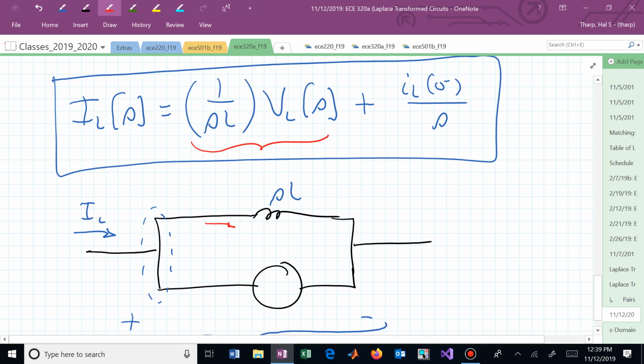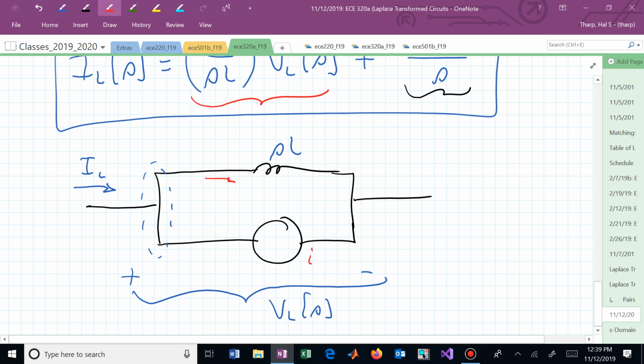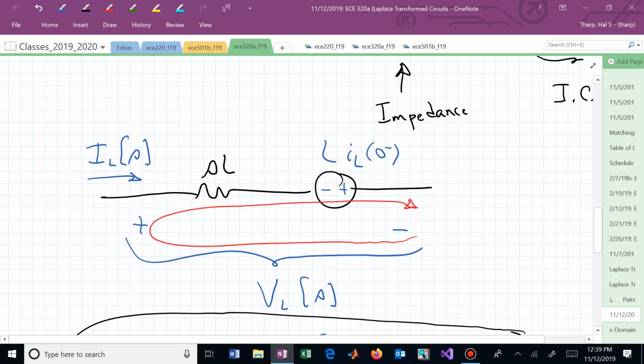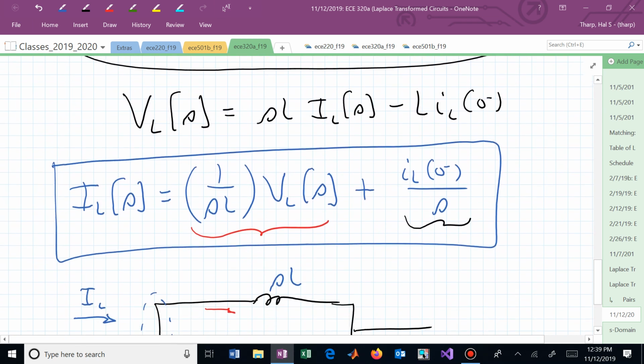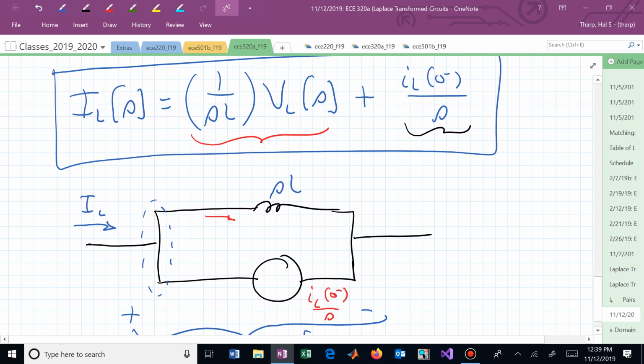And the next piece right here is now going to be, which direction do I need the source? I know the value of this initial condition term. That's now I sub L of 0 minus over S. Before, it was L I sub L of 0, no S involved. Now we have an S. And which way do we want to put this current source? Arrow. How do we reference that? To the left or to the right?